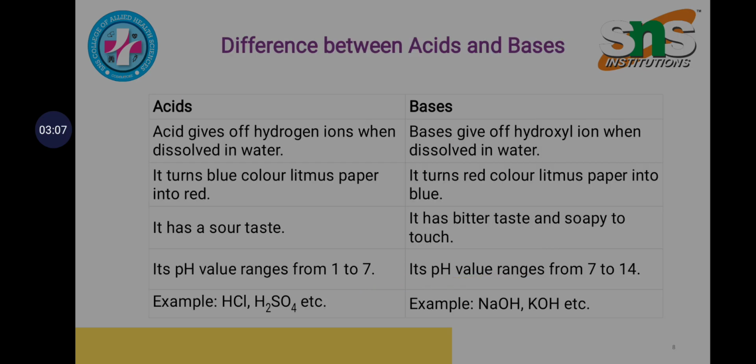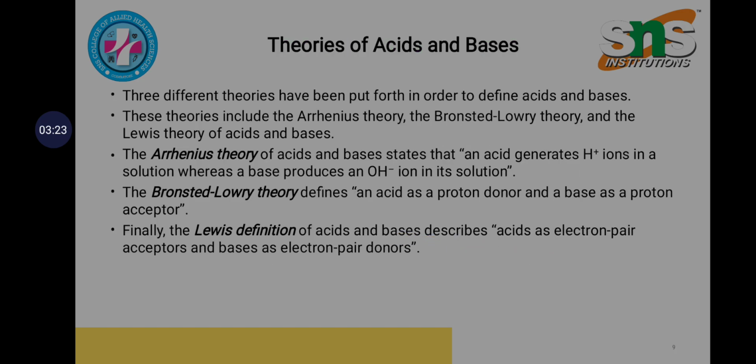And the difference between acids and bases is, as we know, acids give off hydrogen ions, whereas bases give off hydroxyl ions, and they differ in litmus paper changing, and acids have a sour taste, bases have a bitter taste. And examples we have also seen already: HCl, NaOH.